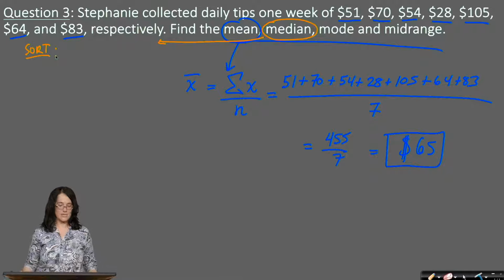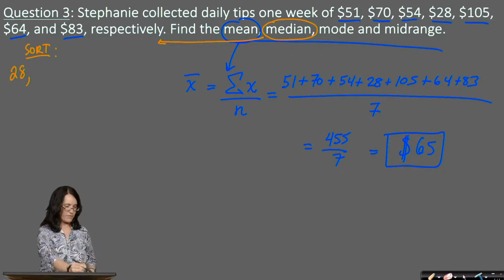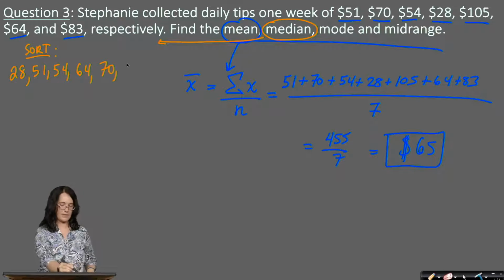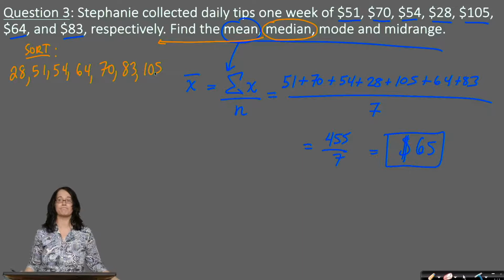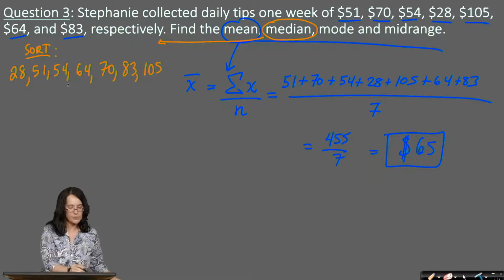So her lowest tip that she received was a $28 tip. Then a $51 tip. Then $54 tip. Then the $64 tip. Then the $70 tip. Then the $83 tip. And finally, the big tip, the $105 tip. So make sure I have them all. 1, 2, 3, 4, 5, 6, 7.